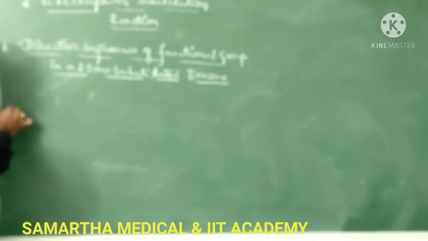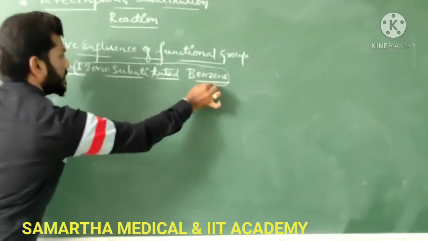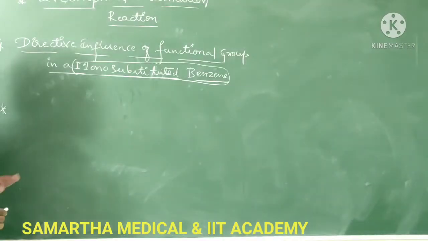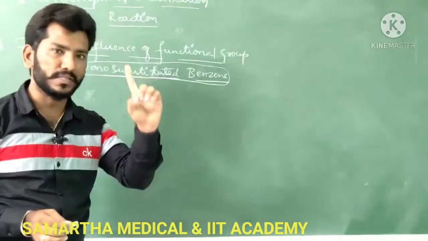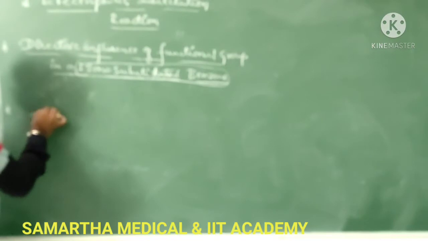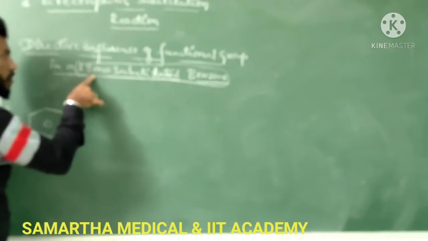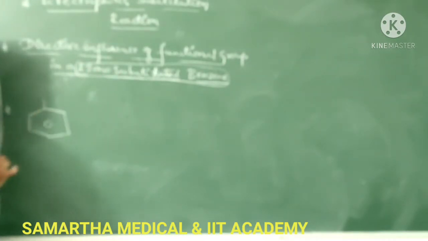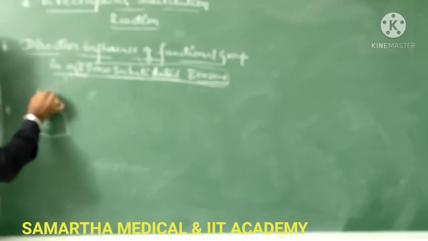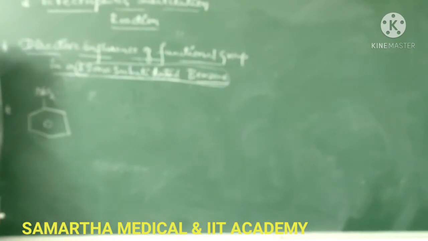First of all, we should know what a monosubstituted benzene is. The benzene ring should have a single substituent, a single group. Mono means single. So if you consider a benzene ring that has a single functional group or single substituent, this whole compound we can call a monosubstituted benzene. Or CHO, that's also monosubstituted, or NO2, that's also a monosubstituted benzene.